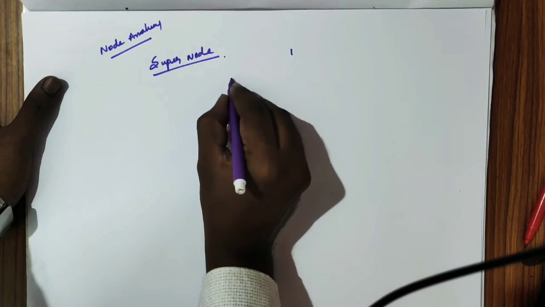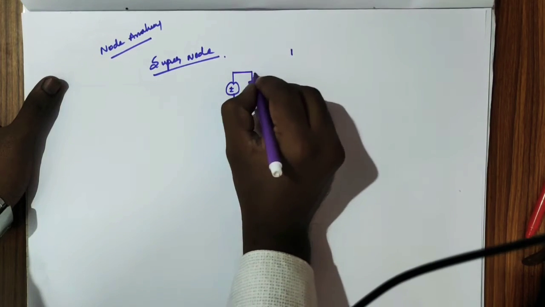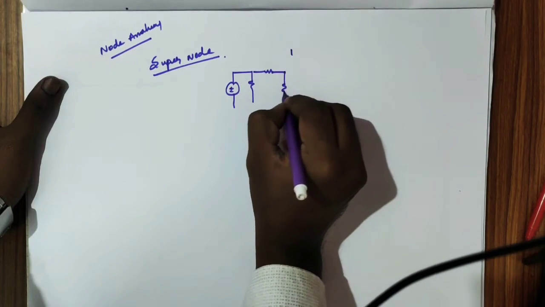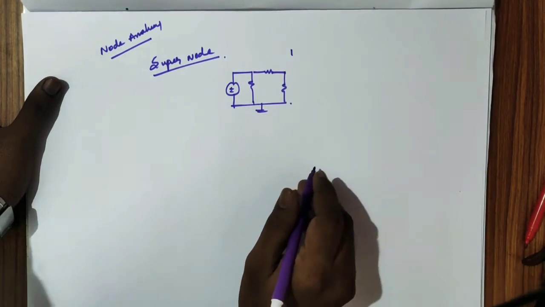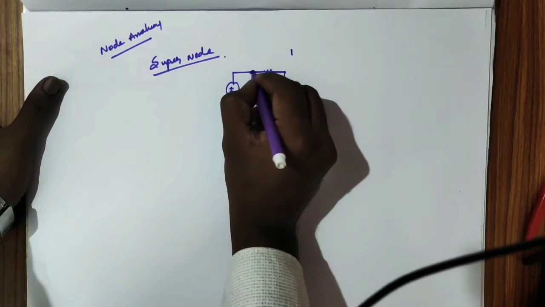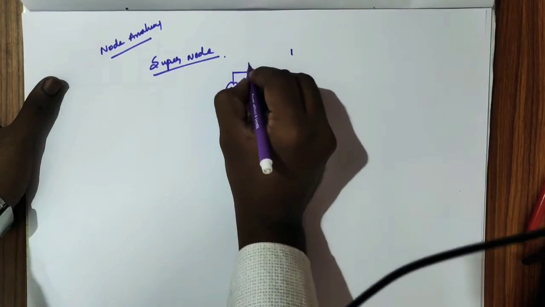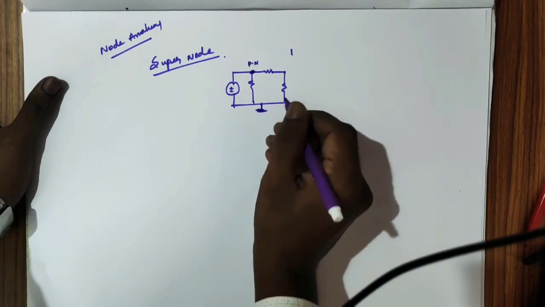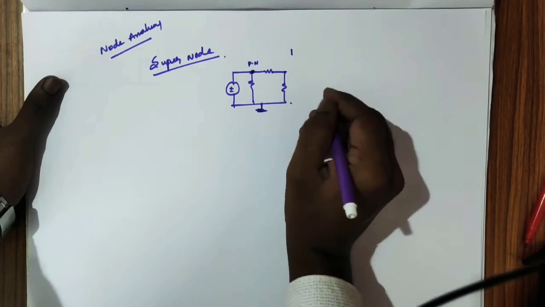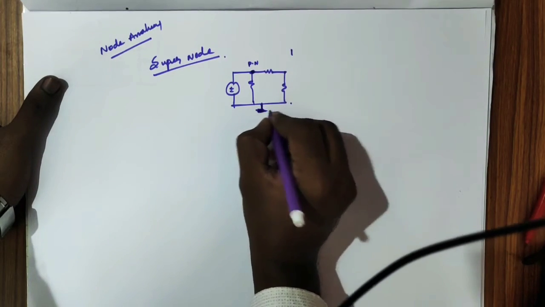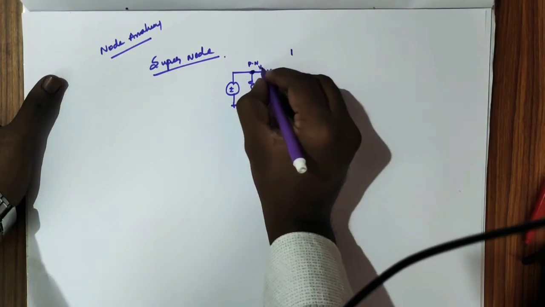For node analysis, for example, I'm taking this small circuit. Let us say it is a pi circuit or a T circuit, it's okay. So what is the node here? This is a ground, and this is a principal node, and this is a simple node. If you have two principal nodes, I'm taking this as a ground, and this is a node. This is a normal node analysis.